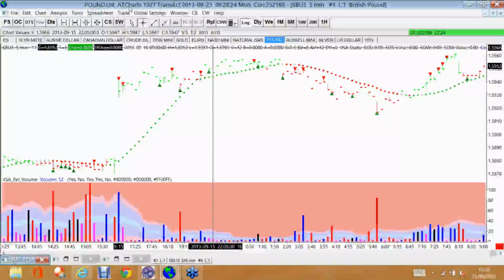There's a little bit of support coming in here now, and I suspect we're going to test this level in the next half an hour. But that is the signal number that we were looking for.